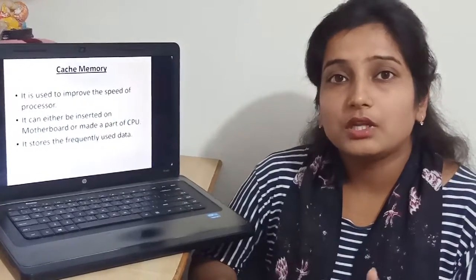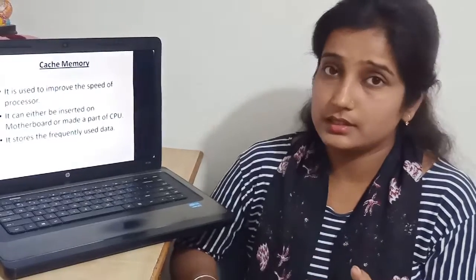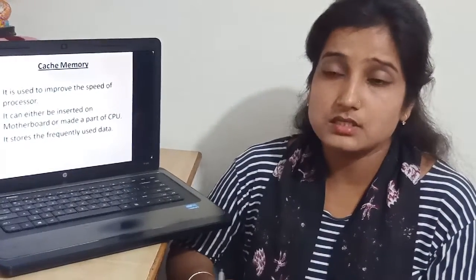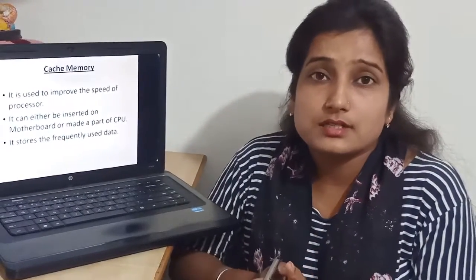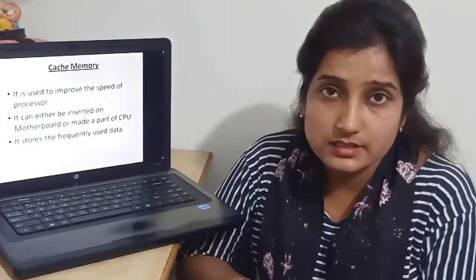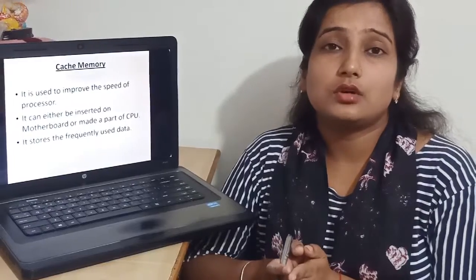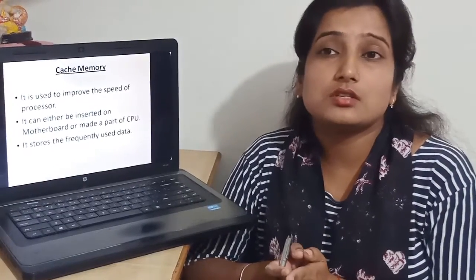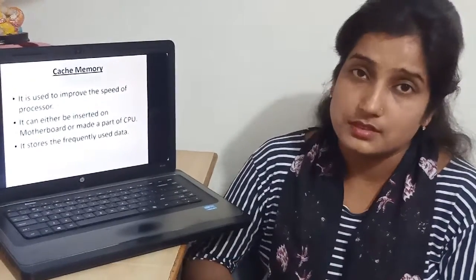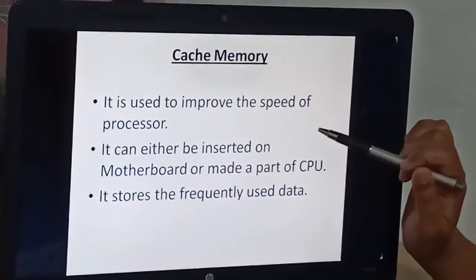The data which is frequently used, which the user uses again and again, is stored in a separate space so that the processor can use it faster, so that the speed of the processor is increased and improved. So cache memory is the memory which improves the speed of your processor. Here it is written, it is used to improve the speed of the processor.